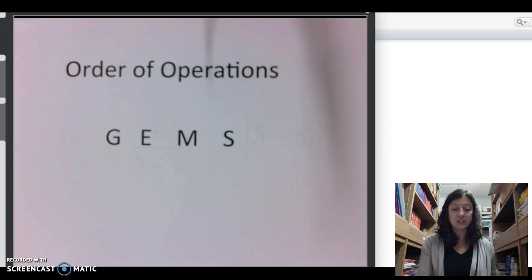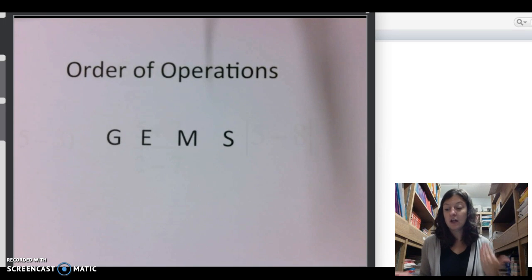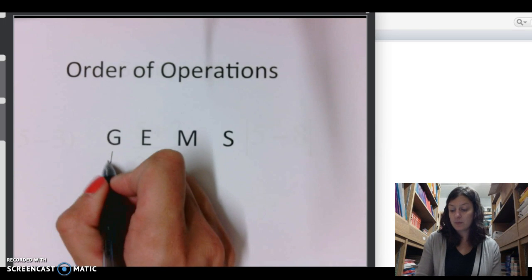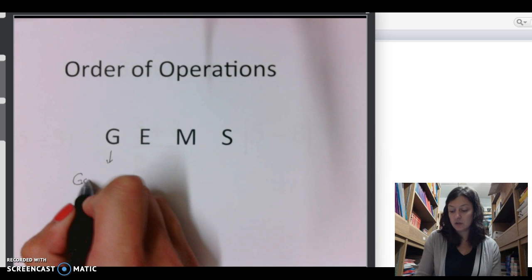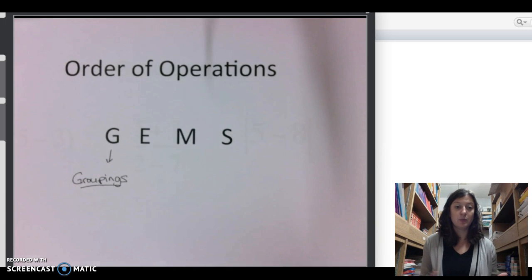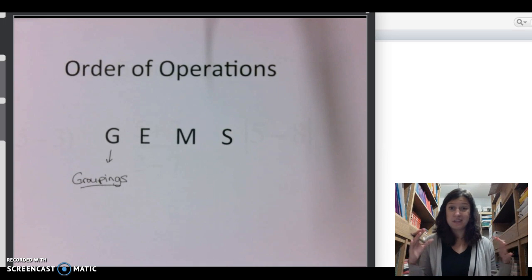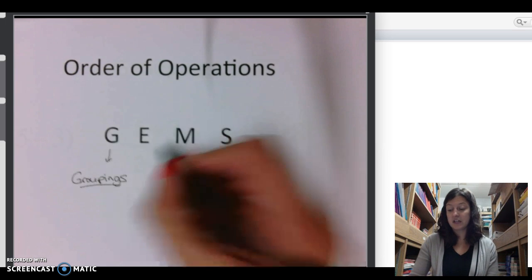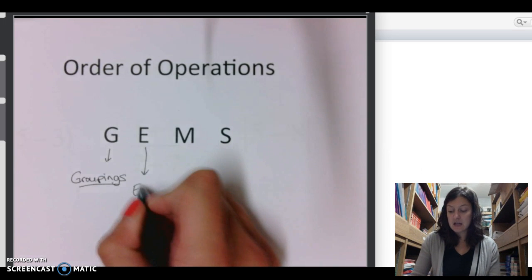Okay, order of operations. You probably have learned PEMDAS before. You might have learned GEMS. GEMS is my favorite for a lot of reasons. One of the major reasons is this one. It's called groupings. I like this way better than parentheses because groupings are really the key to it, right? We're not just finding one parenthesis. There's a lot of different ways groupings are defined, and we'll talk about that on the next slide.